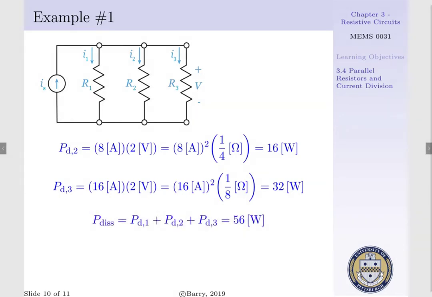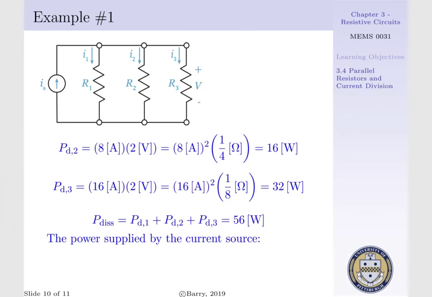If we sum up our power dissipated terms, we'd have our power dissipated by element 1, 2, and 3 summed algebraically, which gives us 56 watts dissipated. Our power supplied by our current source is simply our current, IS, times our voltage, which is 28 amps times 2 volts, or 56 watts supplied.